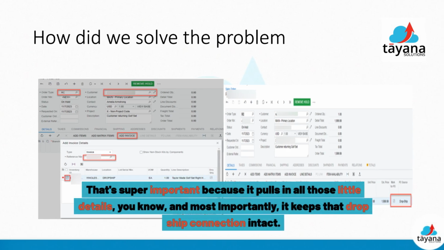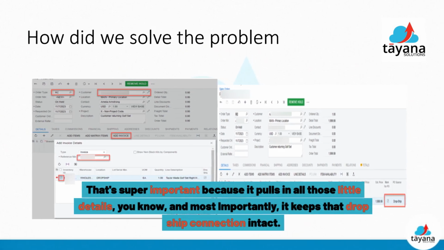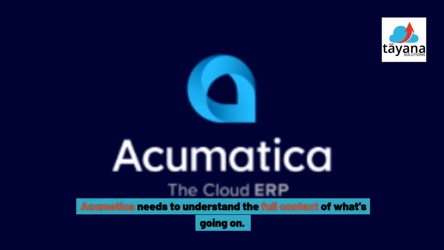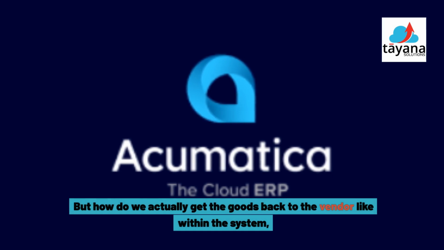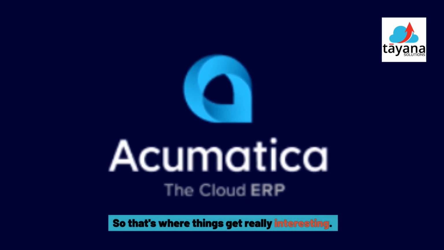That's super important because it pulls in all those little details, you know? And most importantly, it keeps that dropship connection intact. Okay, I see. That makes sense. Acumatica needs to understand the full context of what's going on, but how do we actually get the goods back to the vendor, like within the system? Right. So that's where things get really interesting.